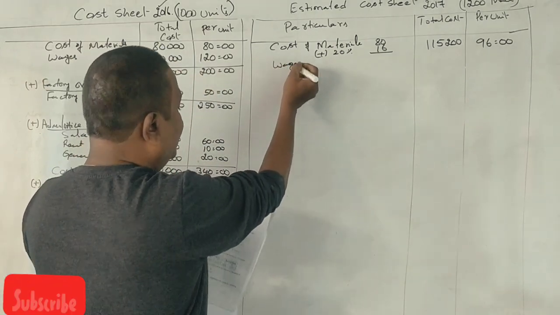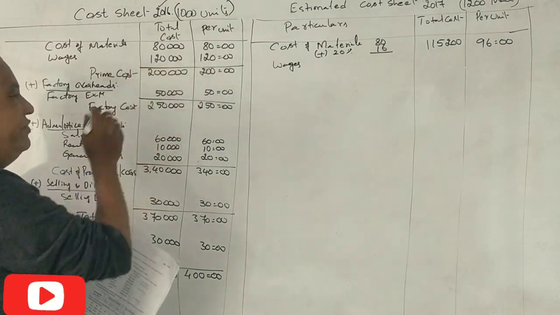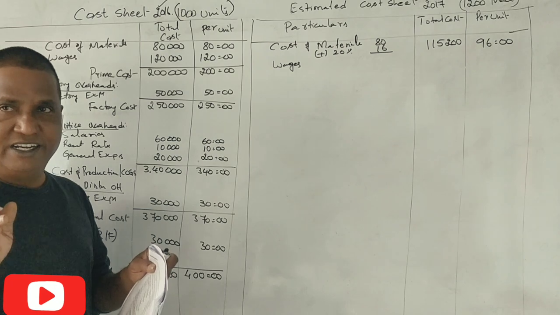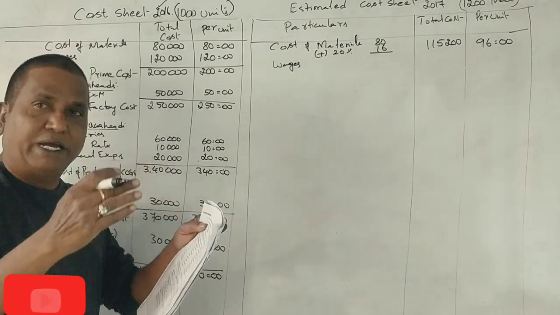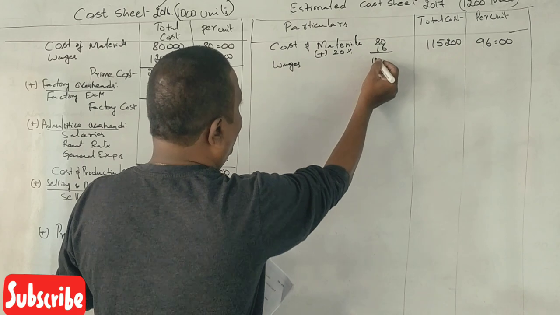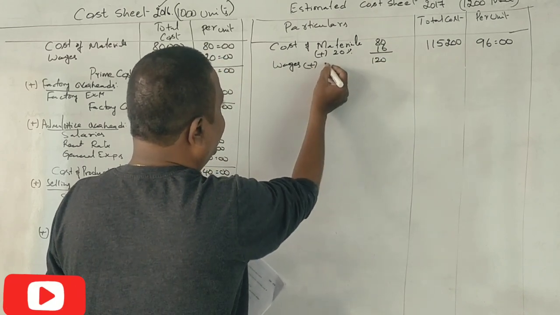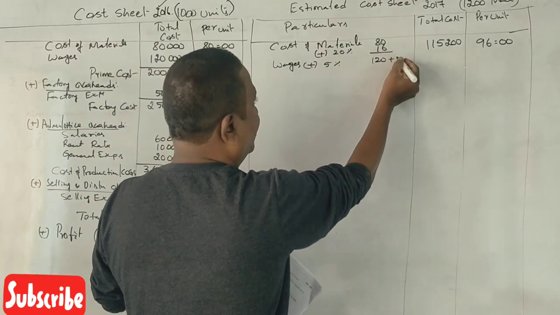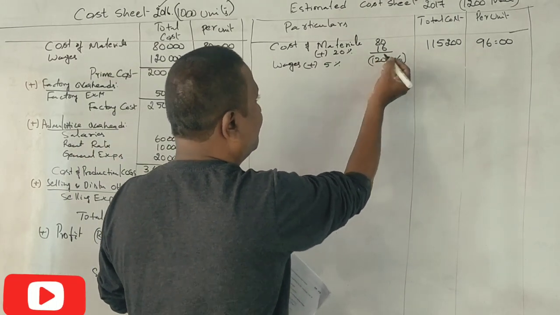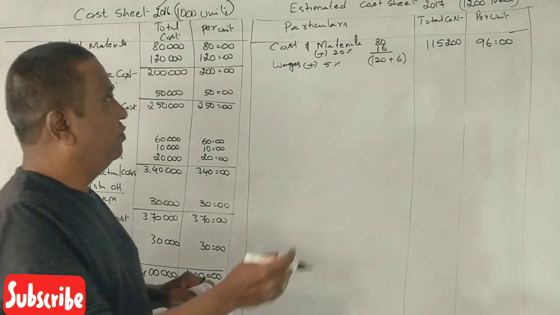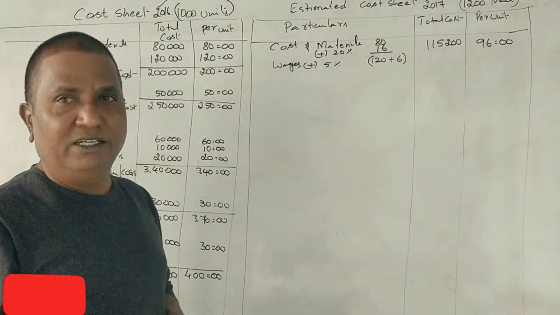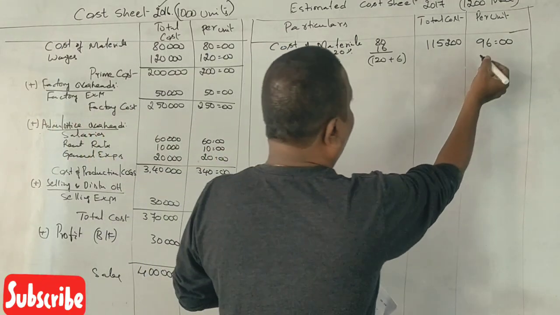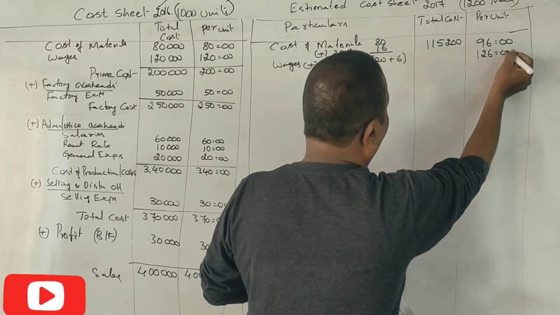See what wages is given. Wages we calculated as 120 rupees, because last year wages was 1,20,000. Right, sir? Now it is increased by 5%. So last year wages was 120 rupees. On 120, 5% is how much? 6 rupees. Correct? Now, what is the total wages per unit incurred? 126 rupees.